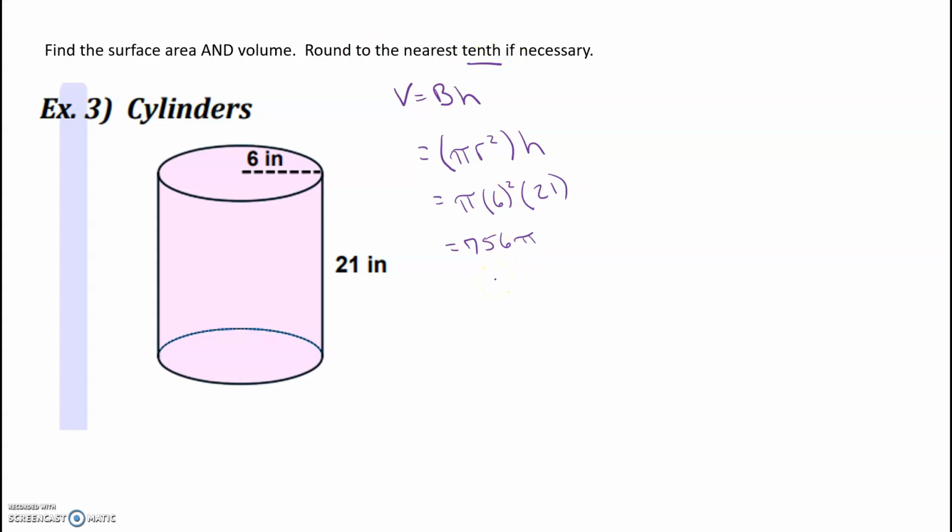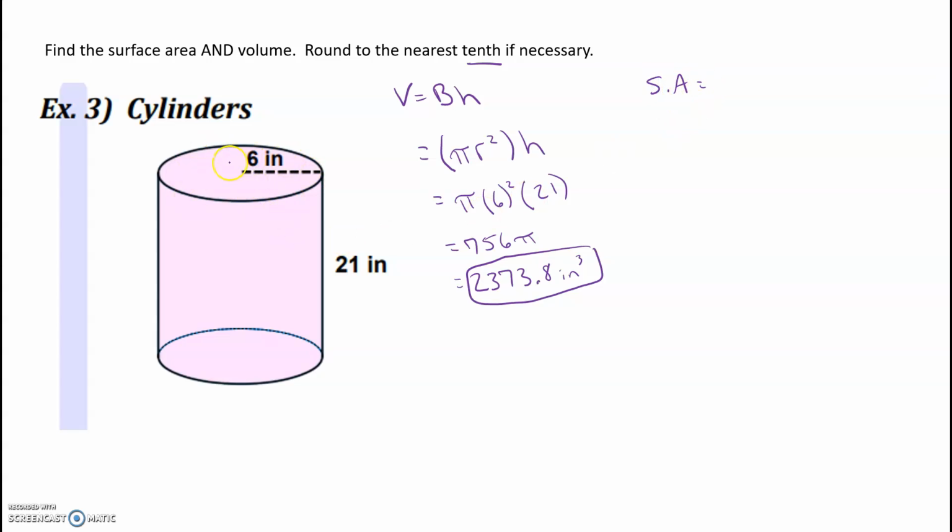And then we'll do 756 because the directions do say round to the nearest tenth. So we're going to do 756 times pi, which is 3.14. And we're going to get 2,373.8 inches cubed. So filling up a can of soup, volume. Now the reason I skipped over surface area.